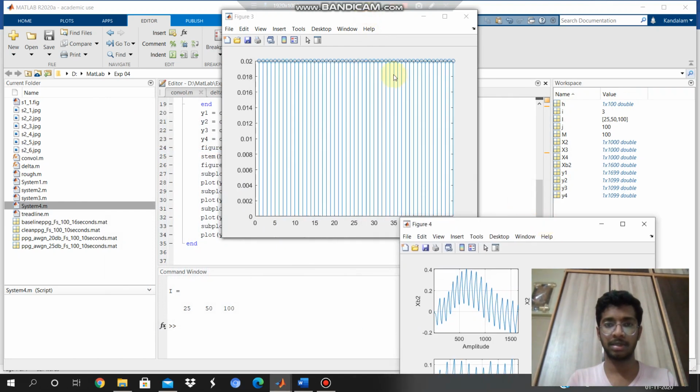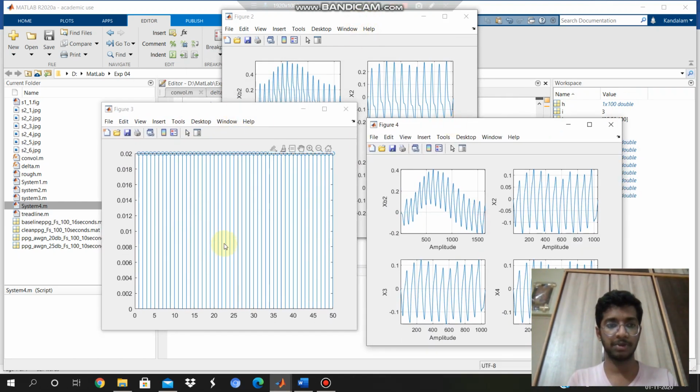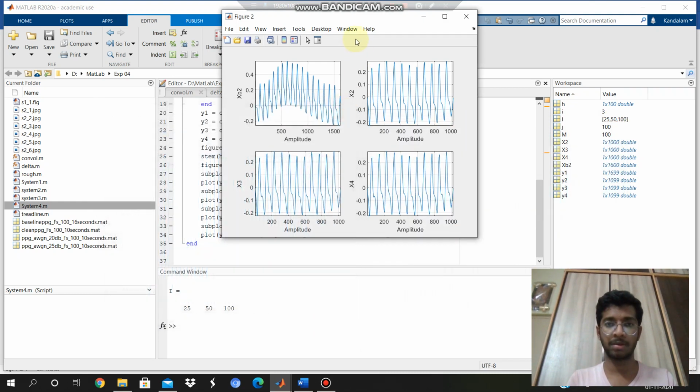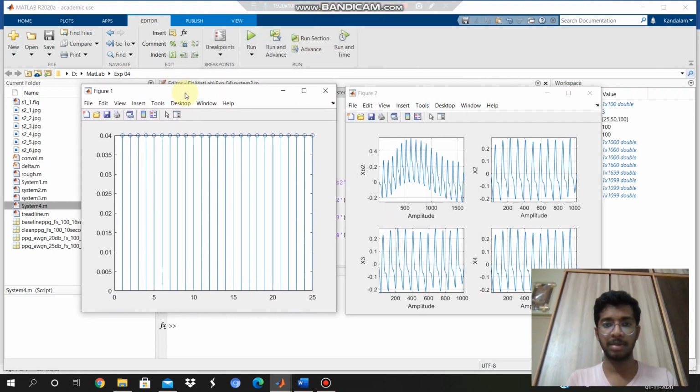Similarly for m equal to 50, this will be the unit impulse response, and these are the outputs for each of the corresponding signals xb2, x2, x3 and x4. Similarly when m is 25, this is the unit impulse response, and these are the outputs for each of the following input signals xb2, x2, x3, x4.